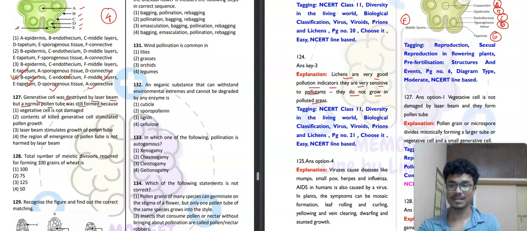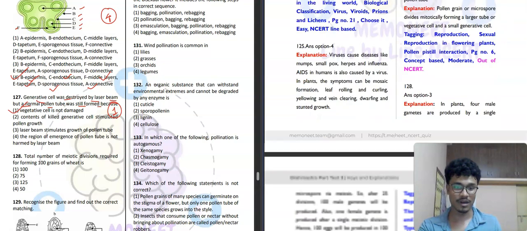So the correct answer is the first option, that the generative cell was destroyed by laser beam, but a normal pollen tube was still formed because the vegetative cell is not damaged by the laser beam, and it forms the pollen tube. So the pollen grain or microspore divides mitotically, forming a larger tube or vegetative cell and a small generative cell. So here the first option will be your correct answer for this question. Moving towards the next question, 128.